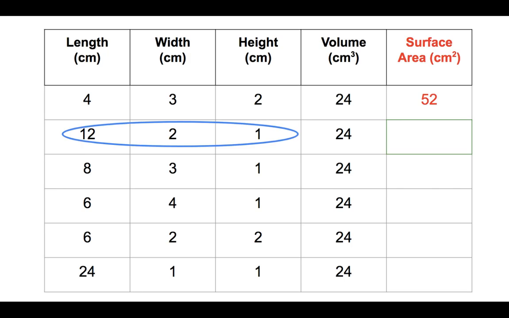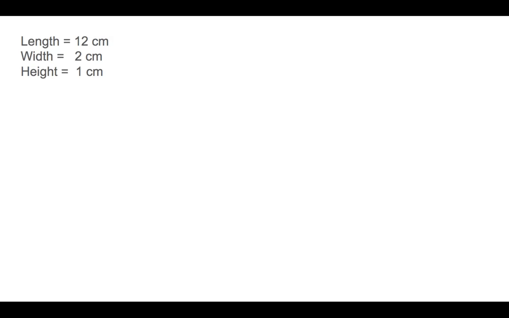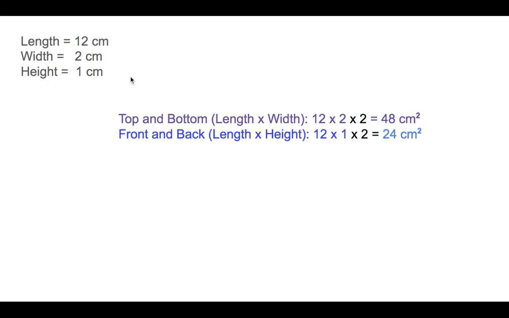I'm not going to draw the nets for the rest of them, but I will write it out as length, width, and height. So the top and bottom is length multiplied by width, so 12 by 2, and then I multiply by 2 again because there's a top and a bottom, so 48 squared centimeters. The front and the back is the length multiplied by the height, 12 by 1, and again multiplying it by 2 because there's a front and a back.